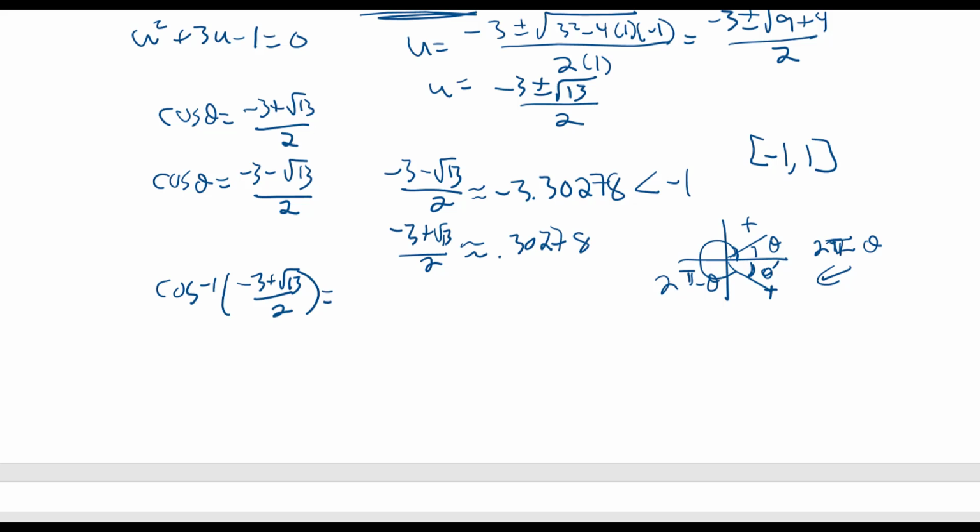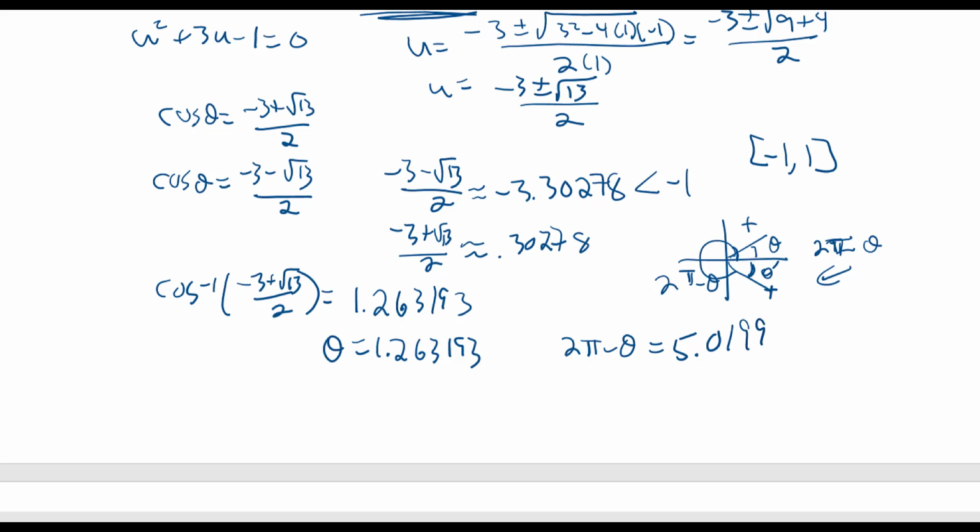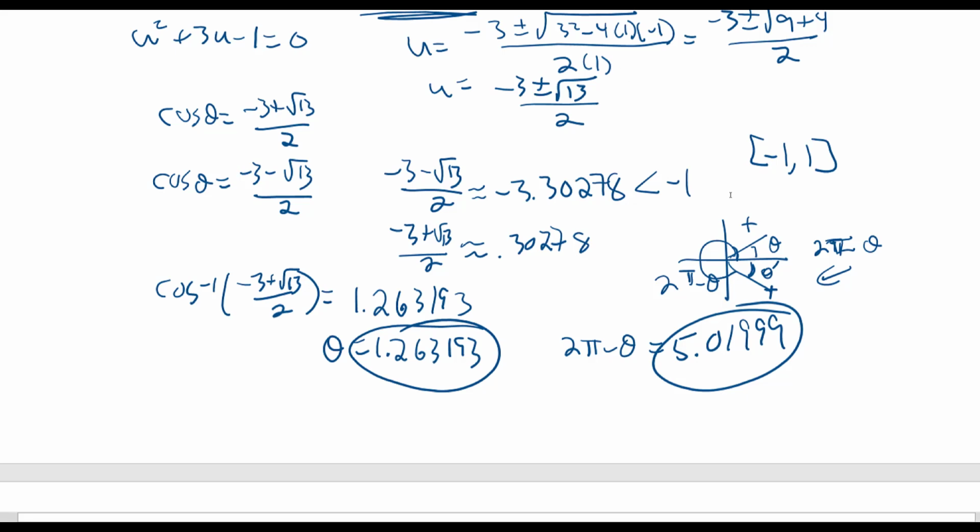Okay, so what I'm getting here is 1.263193. Let's call it that. So that's our theta. And then we do 2 pi minus theta, which is 5.01999. So these are the two angles that would satisfy this equation. Okay, let's go on.